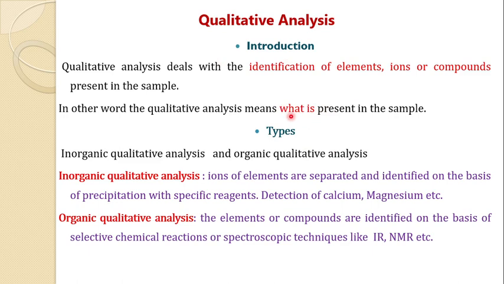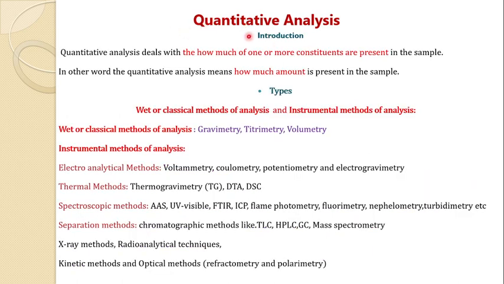What is present. Next is quantitative analysis. Quantitative itself indicates the quantity, that means how much amount. So quantitative analysis deals with how much of one or more constituents are present in the sample. In quantitative analysis, you know the compound, but you find out how much of it there is. In qualitative analysis, you find out which compound is present, and in quantitative analysis, you find out how much amount of that compound is present. This is the basic difference.